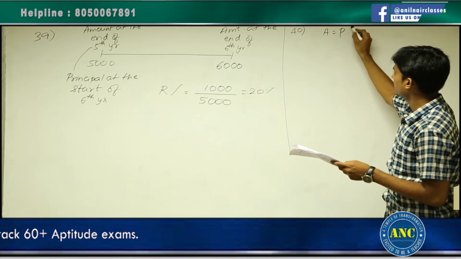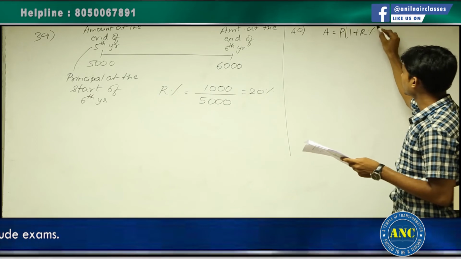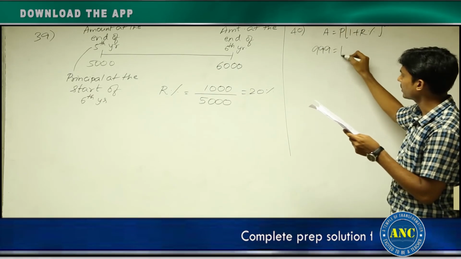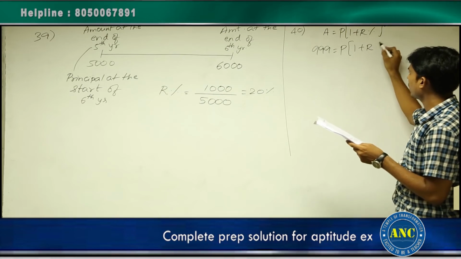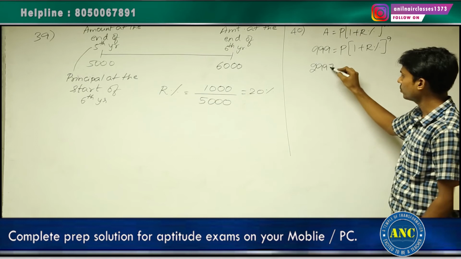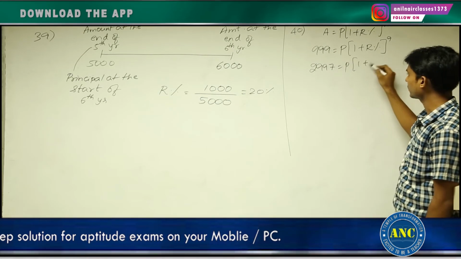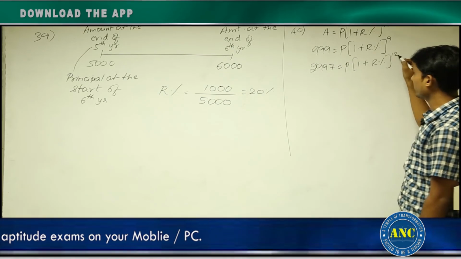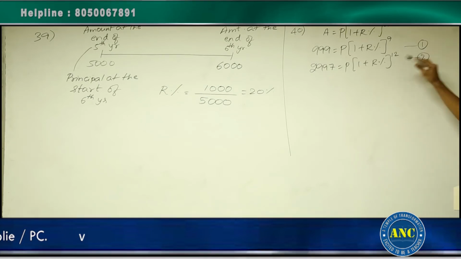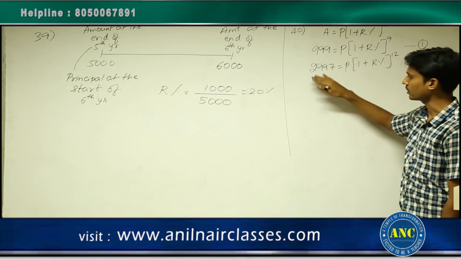See here. Amount is given by principal into 1 plus r percentage to the power of n. A certain sum amounts to 999 in 9 years. They are telling amount is 999, given as 9 years. And it is amounting to 2997 in 12 years. Okay. First equation, second equation. Divide the second equation by the first equation.